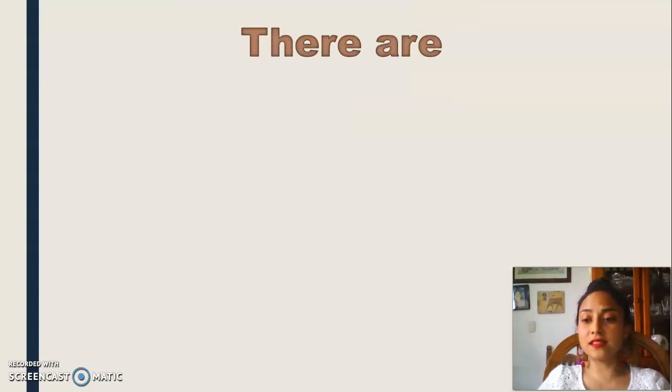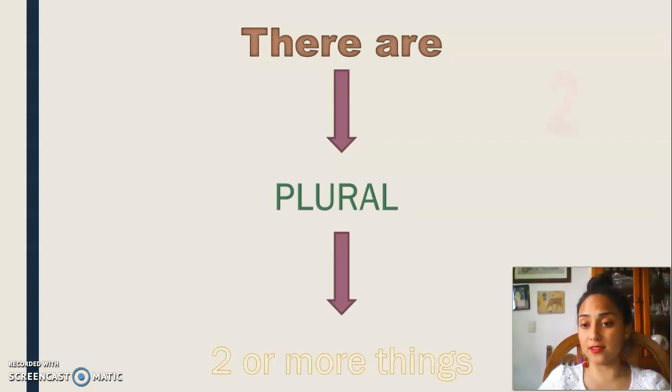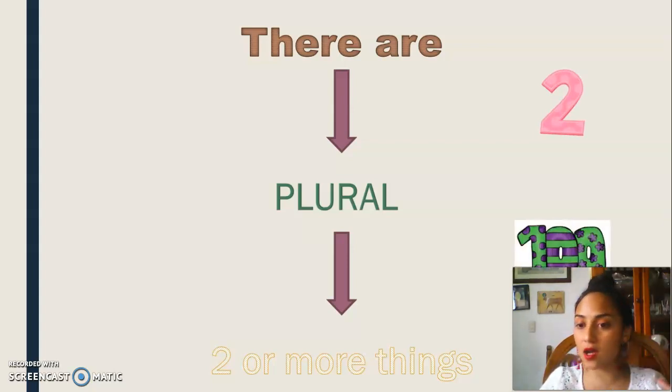Now, let's learn the use of there are. We're going to use there are for plural. Remember, we use plural for two or more things. Okay? They can be 2, 3, 4, 100. Okay? So, vamos a usar there are cuando es plural. Acuérdate que usamos plural cuando son dos o más cosas. Y en este caso vamos a usarlo para decir que hay dos o más cosas.